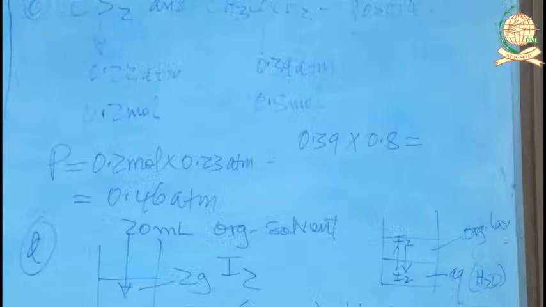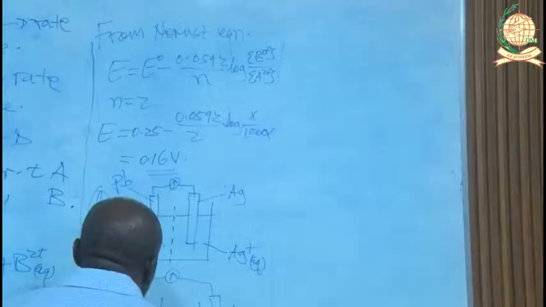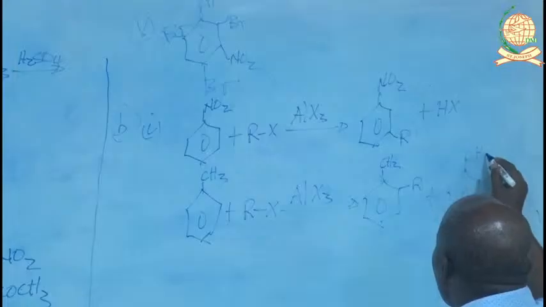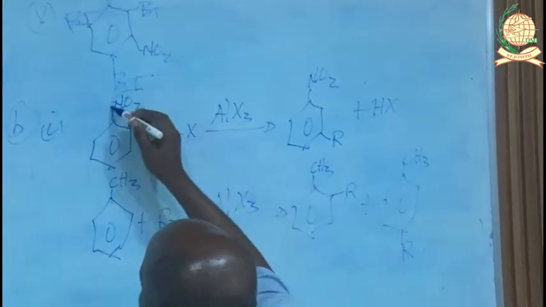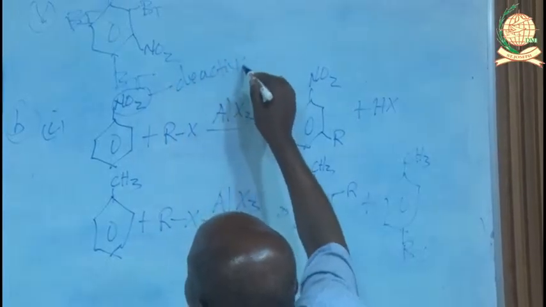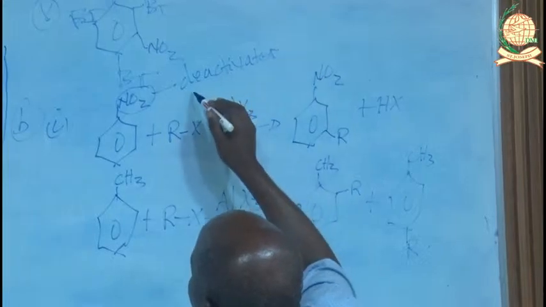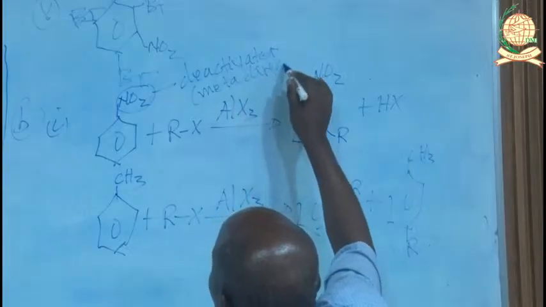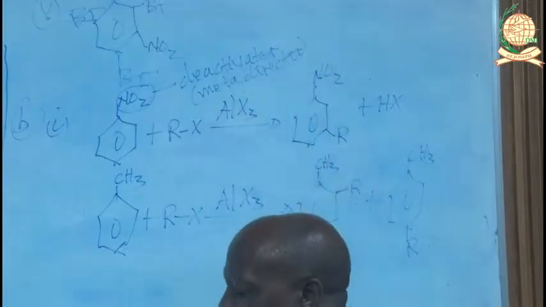Of iodine is CH3, then this is R. Now the reason is what? The reason is because nitro group is a deactivator, so it is a meta director. And in a substituted benzene ring, we have only one meta position, so only one product will be formed.